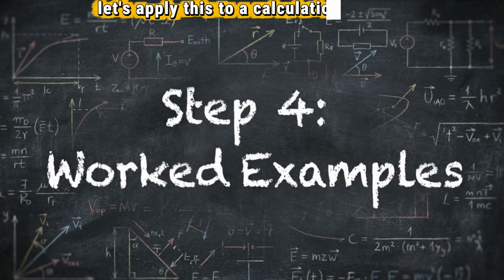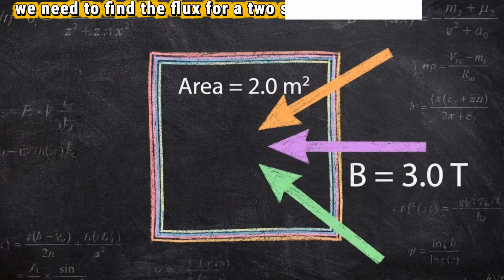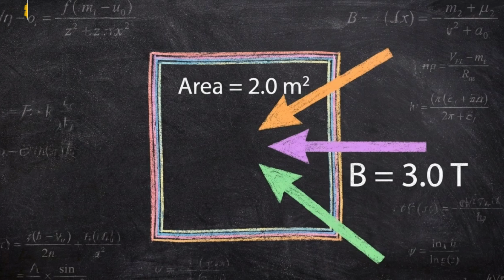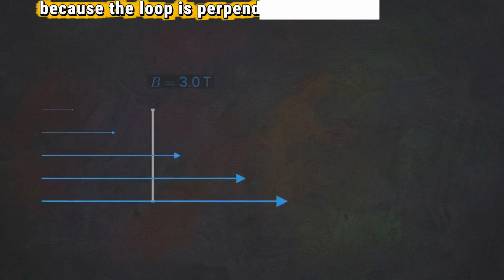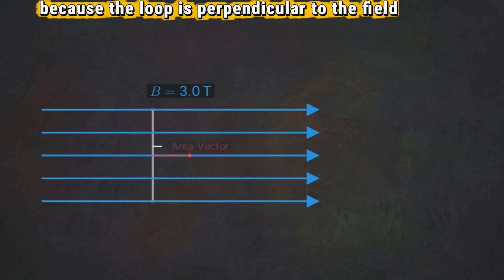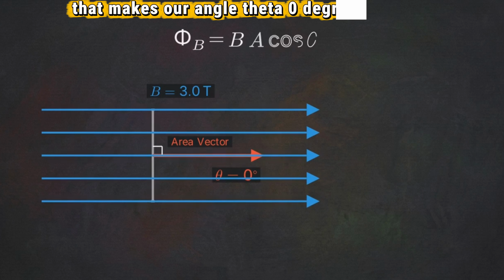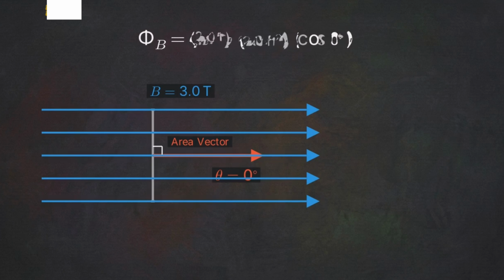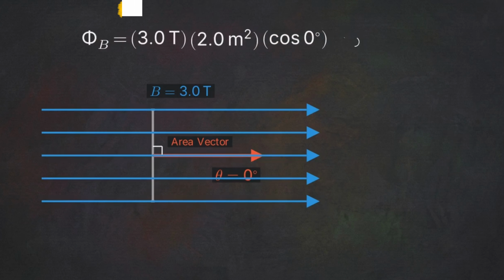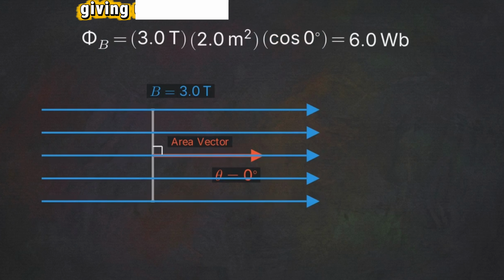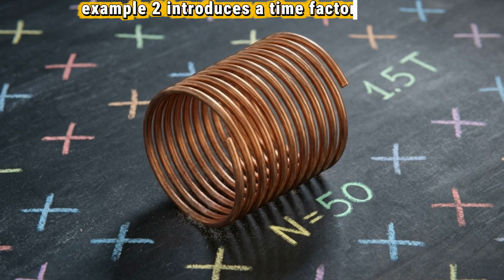Let's apply this to a calculation. Step 4, example 1. We need to find the flux for a 2 square meter loop sitting perfectly perpendicular to a 3 Tesla field. Because the loop is perpendicular to the field, its area vector is parallel to the field lines. That makes our angle theta 0 degrees. We multiply 3.0 Tesla by 2.0 square meters times the cosine of 0, giving us a total flux of 6.0 Webers.